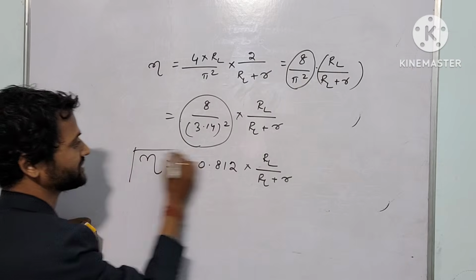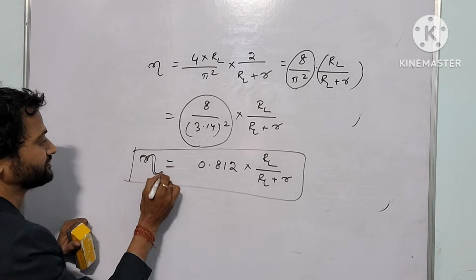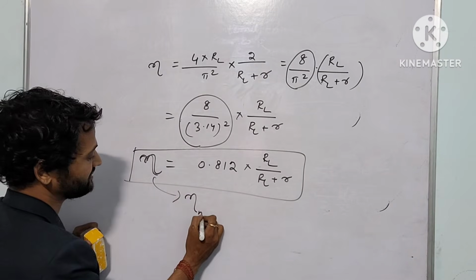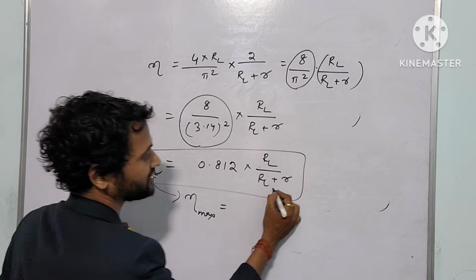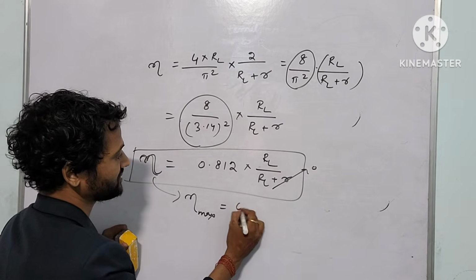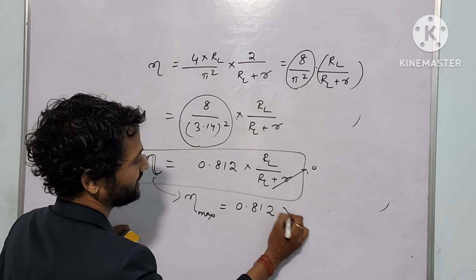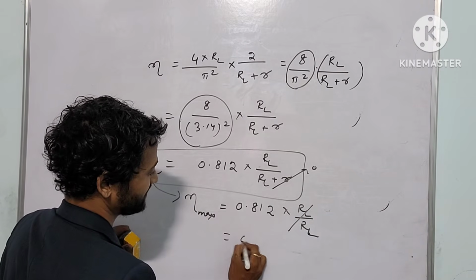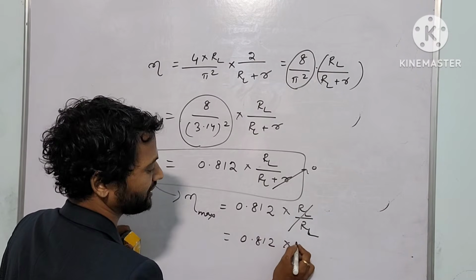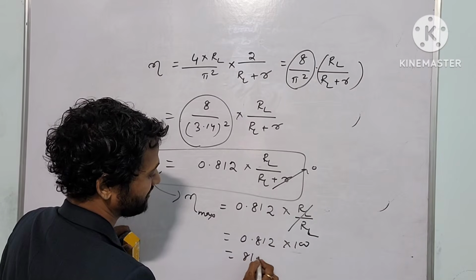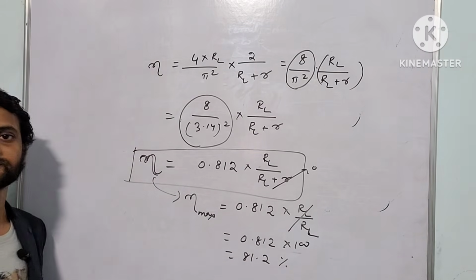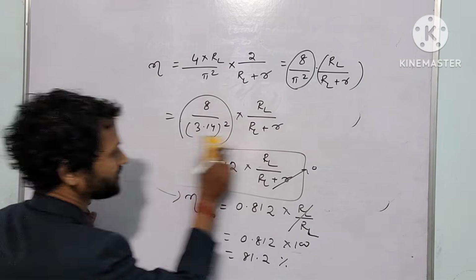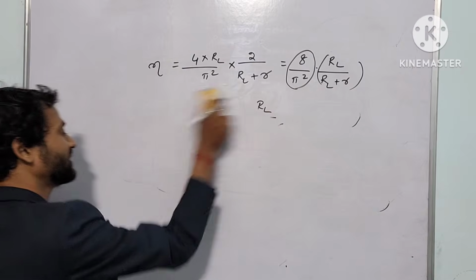This is your efficiency, okay. So when will the efficiency be maximum? When will this efficiency be maximum? When your internal resistance becomes how much? It will become 0. So it will be 0.812 into RL by RL, it will be cancelled. So efficiency is 0.812 into 100. So that means 81.2%. Clear?